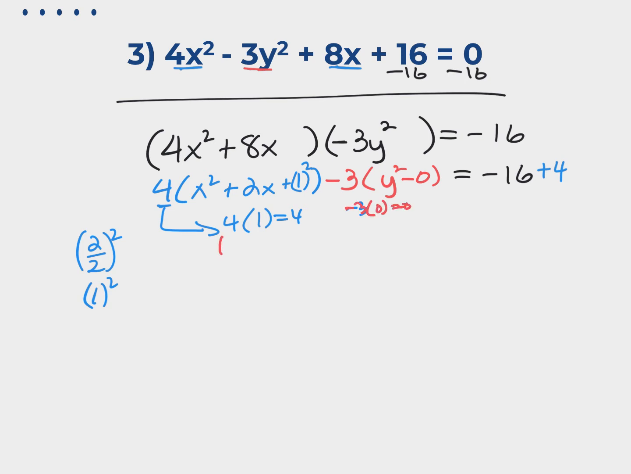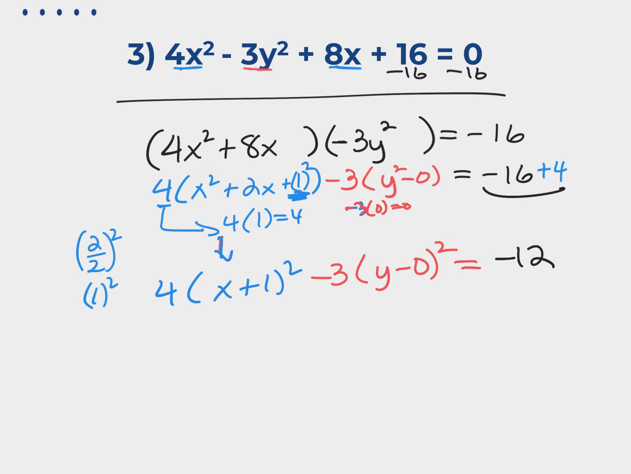So let me factor the blue. 4, and then again, the reason why I put it in here, it's plus 1 squared. Then for the y, negative 3, y minus 0 squared. And then now I need to do the math here, and this becomes negative 12. Good so far?